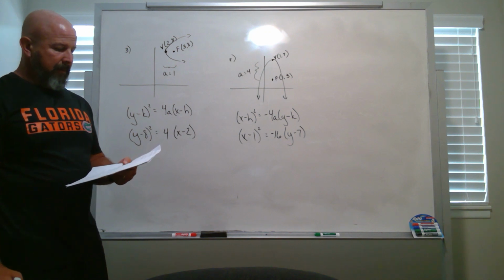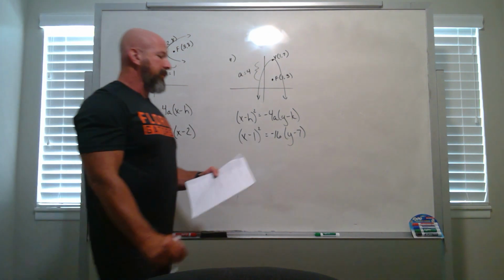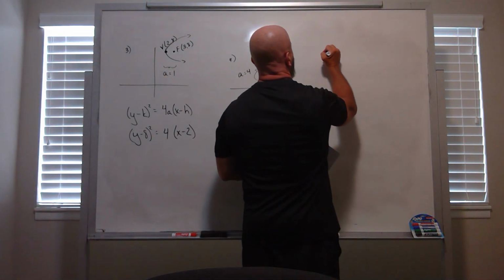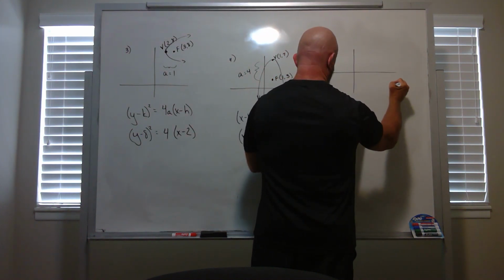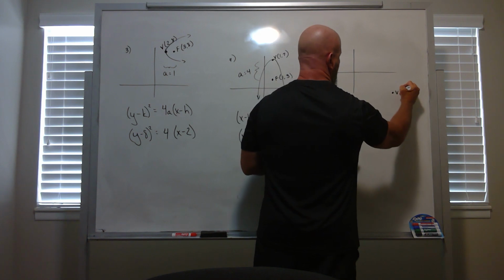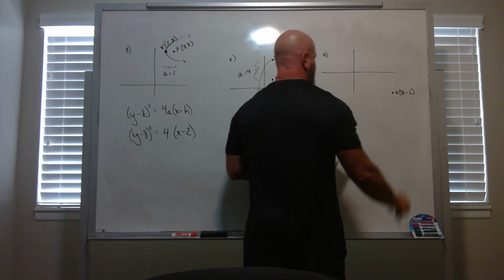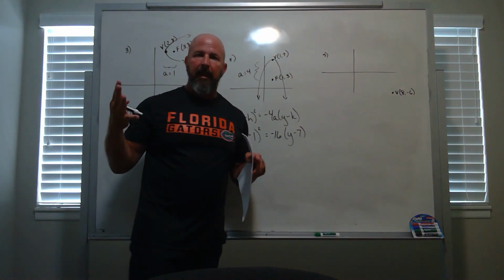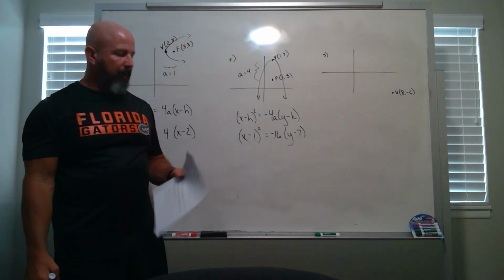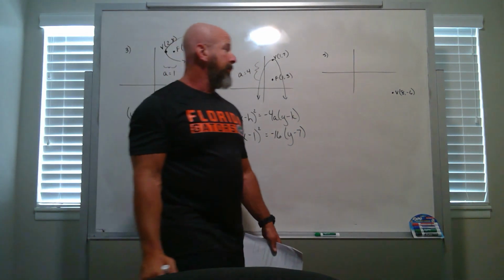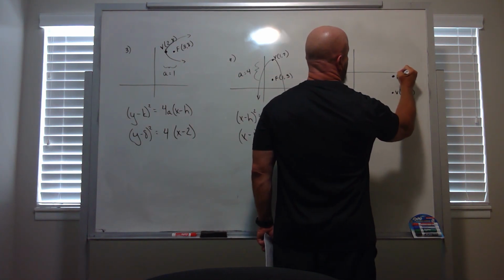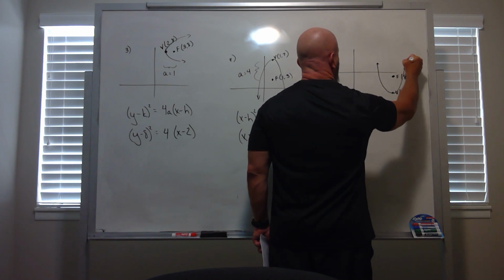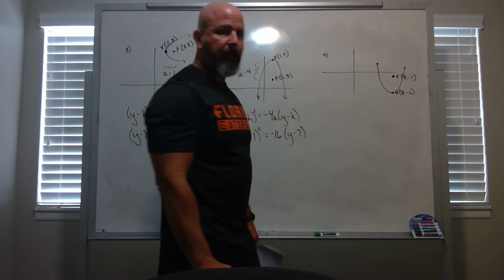Fifth one, vertex at (8, negative 6). Again, to help me, I'm just going to do a quick sketch here, just to get an orientation of which way this thing's got to be going. (8, negative 1) is the focus, so I'll say right here is the focus. And that means this thing's got to be going up.